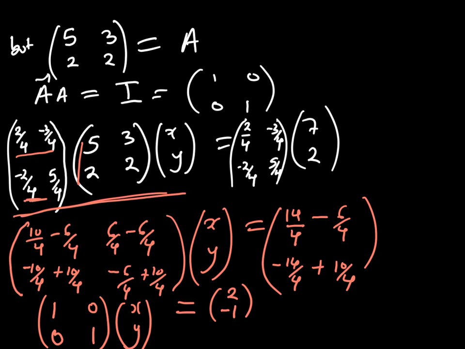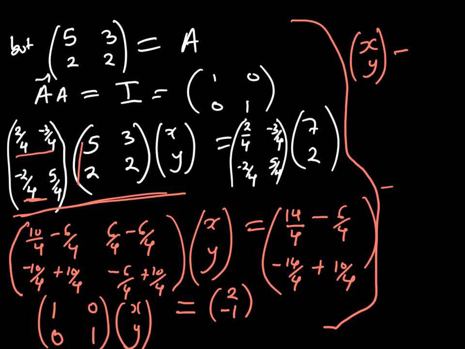Now from what we have, okay, we say that if you multiply any identity matrix by any matrix, it will never change. So this will be x, y, okay, is equal to 2, negative 1. And these are matrices of the same order. It's a 2 by 1 on both sides. So it will mean that x is equal to 2, y equals negative 1. Okay, and we have solved the simultaneous equation by matrix method.